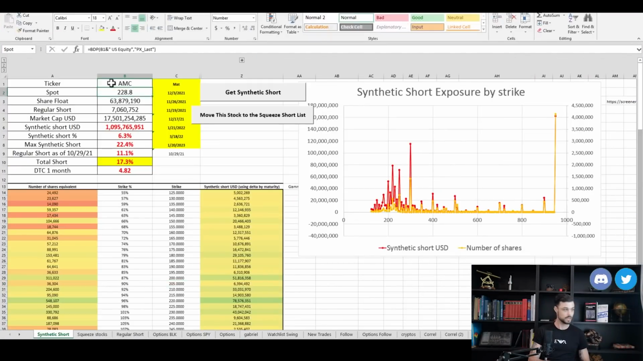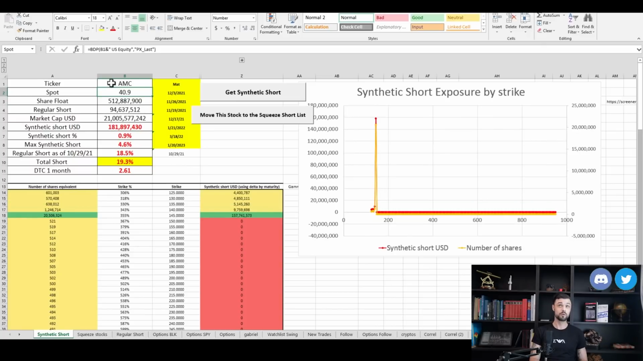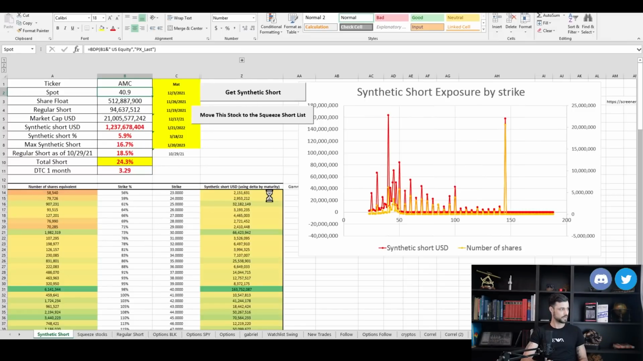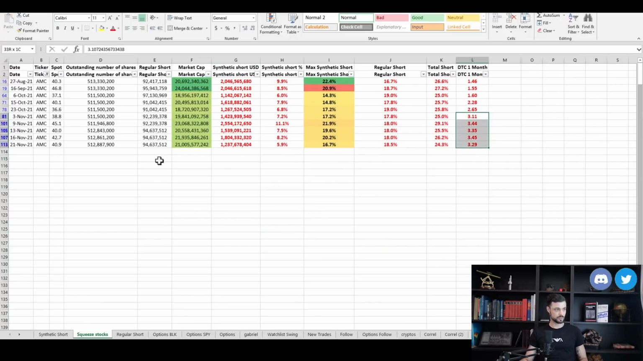As usual, guys, I'm keeping an eye on the 145 strike. Last time there were 20.2 million shares. Get synthetic short. Okay, here we go. So first, AMC DTC is the most important thing. Basically stable, slightly lower after the option roll because November has expired.